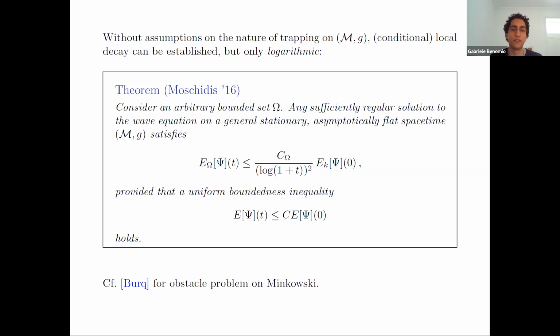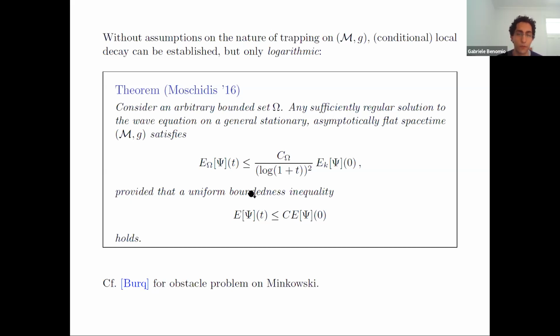So let me stress that there might exist global obstructions for this uniform boundedness inequality to be proven on a general stationary asymptotically flat spacetime. But here the claim is that if such a boundedness statement can be established, then one has to have at least logarithmic decay for the local energy of solutions to the wave equation.